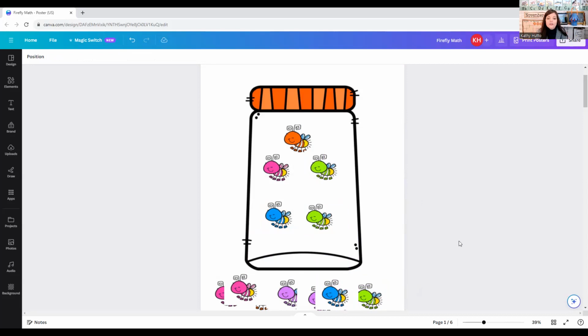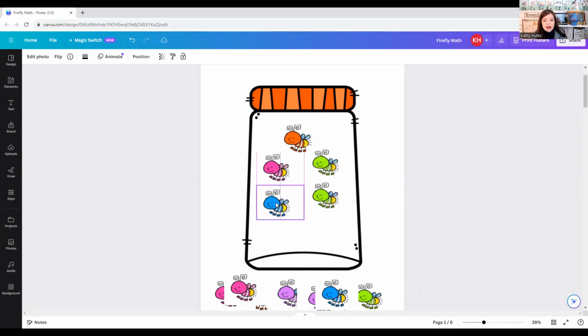Count all the fireflies in the jar. 1, 2, 3, 4, 5. Now there are 5 fireflies in the jar. 3 and 2 more equals 5. Let's catch more fireflies for our jar. There are 5 fireflies in the jar, but I caught one more. How many fireflies are in the jar now?